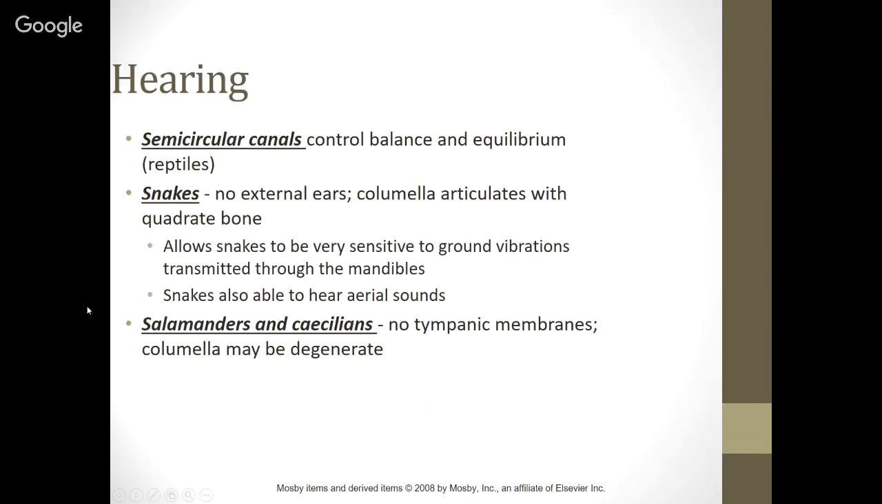They do have semicircular canals to control balance and equilibrium in most reptiles. Snakes have no external ears. The columella articulates just with the quadrate bone and allows snakes to be very sensitive to ground vibrations transmitted through the mandibles. Snakes are also able to hear aerial sounds, so they can hear when there is sound through the air, but it has to hit the vibration of the quadrate bone. Salamanders and caecilians have no tympanic membranes. Columella actually may be degenerate, so salamanders and caecilians do not hear very well.